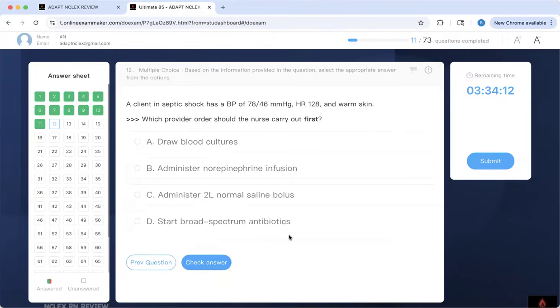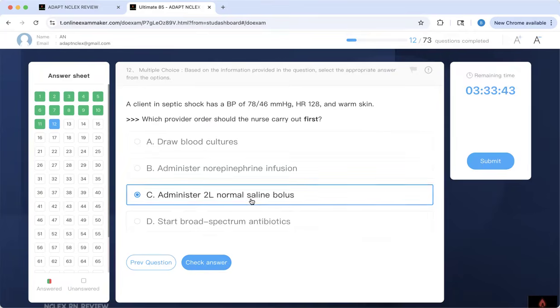Septic shock: blood pressure 78/46, heart rate of 128, and warm skin, signs of shock. Which provider order should the nurse carry out first? You receive the order, the patient is in shock. Draw a blood culture, give norepinephrine infusion, a 2 liter normal saline bolus, or a broad spectrum antibiotic. Stop the video, pick your answer, let me know. What do you think? Concept.